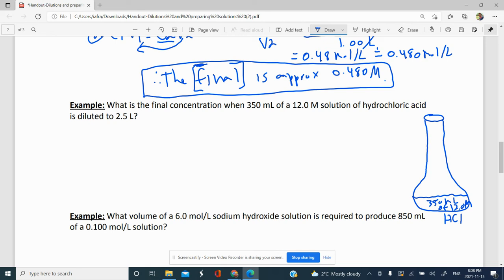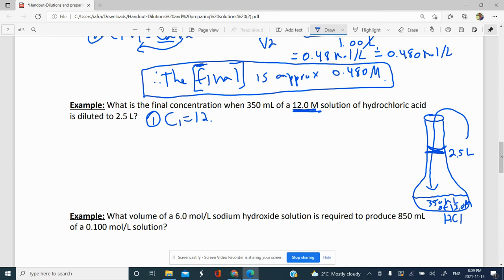But essentially, just conceptually what we're doing is we're adding water to dilute until we get to a final volume of 2.5 liters. Okay, so we are diluting this. So we'd expect the final concentration to be lower than the initial concentration. So let's write out some information. What's our initial concentration? Initial means starting concentration. We're starting off with a very concentrated solution of hydrochloric acid, which is the HCl.